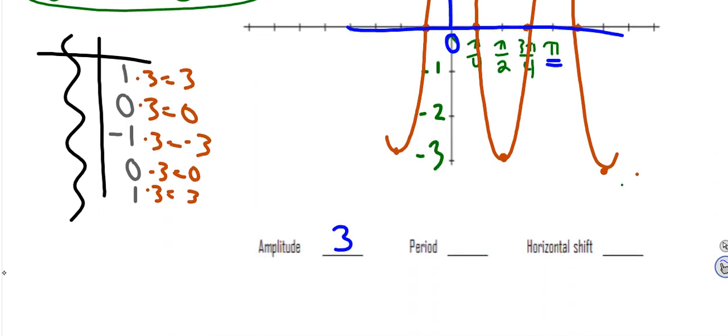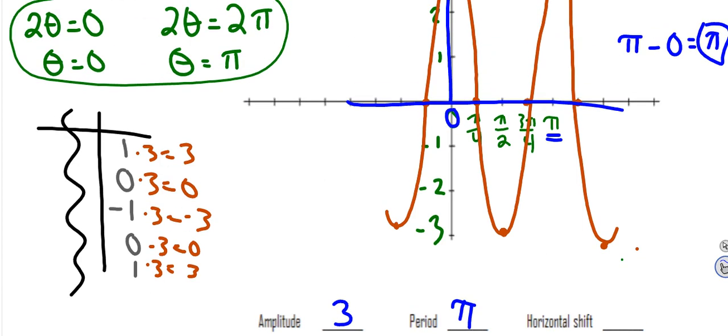Then it asks for horizontal shift. Horizontal shift means this: if we started our pattern at a different place than 0, then we would have a horizontal shift. But there's none right now because we started at 0. I know I'm going fast if this is your first time seeing it, so slow me down, back me up, pause, do all those things.